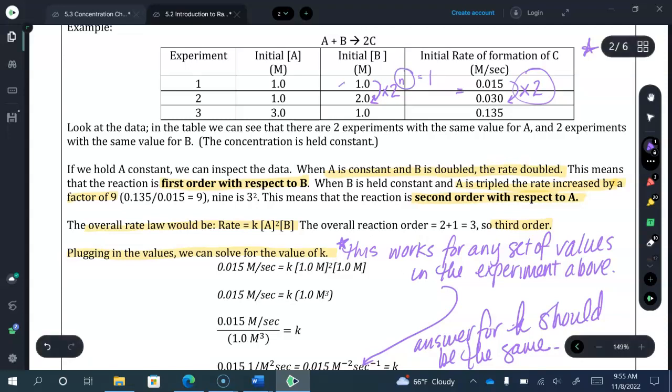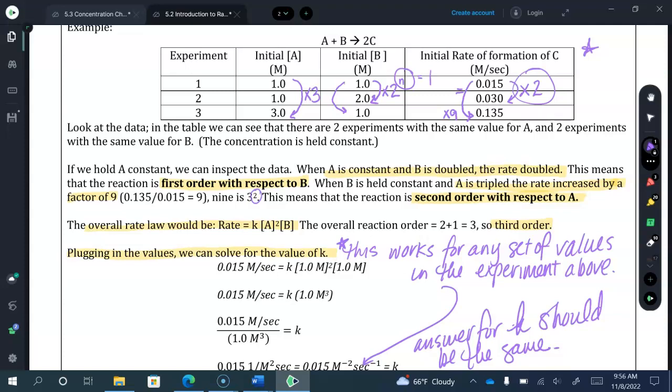When we look at B being held constant here, this is being multiplied by 3, so tripled. We look at what happens here, and we see that that is going up by a factor of 9. So that tells us that 3 squared is equal to 9, and so it is second order, because you have to square however you manipulate the concentrations to get the change in the initial rates.